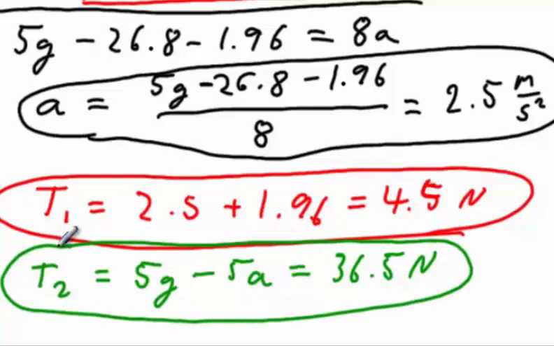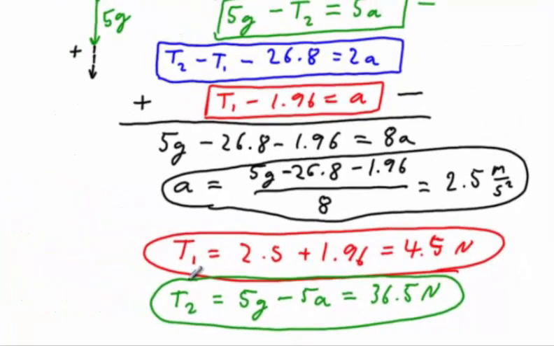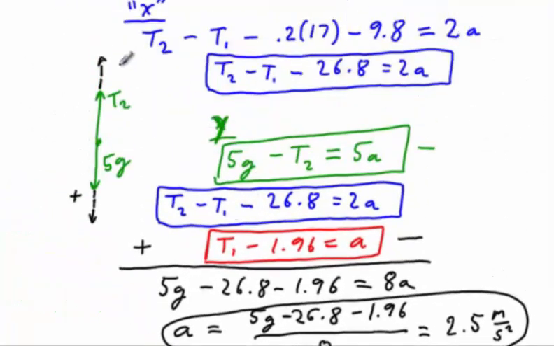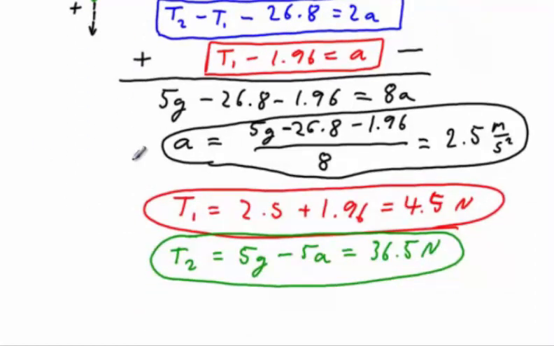One nice check for a hanging object is that we know the 5 kilogram object is going to be accelerating downward. Therefore, 5g must exceed tension 2. And according to our equations, 5 times g, which is nearly 50, is certainly bigger than 36.5 newtons, meaning that we have solved for all 5 unknowns, and that's what the problem originally asked for.